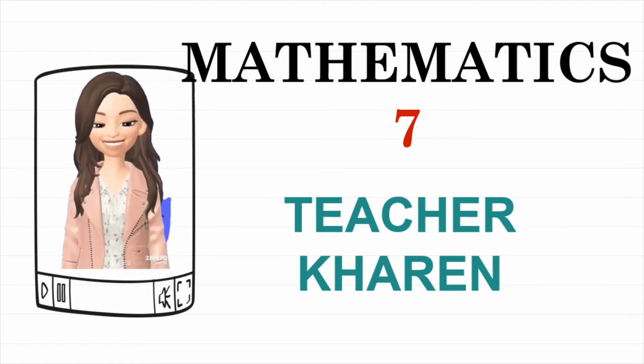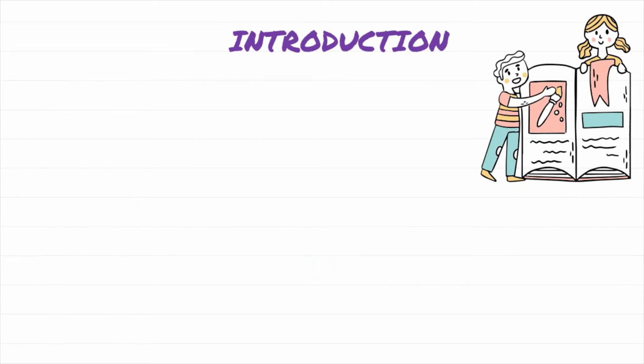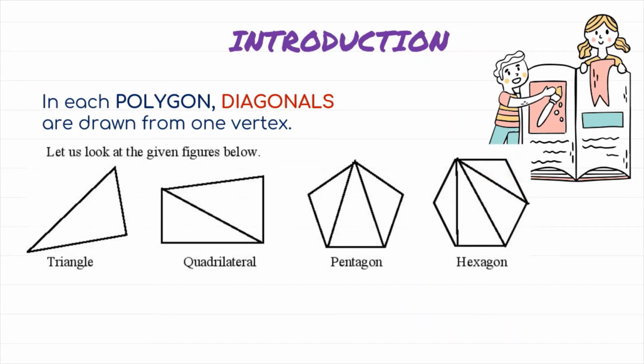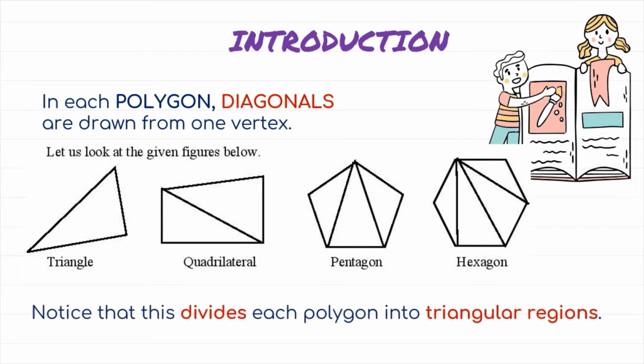But before that, meron akong konting introduction. In each polygon, na-discuss ko na yan before, diagonals are drawn from one vertex. Let us look at the given figures below: triangle, quadrilateral, pentagon, hexagon. Notice that this divides each polygon into triangular regions.